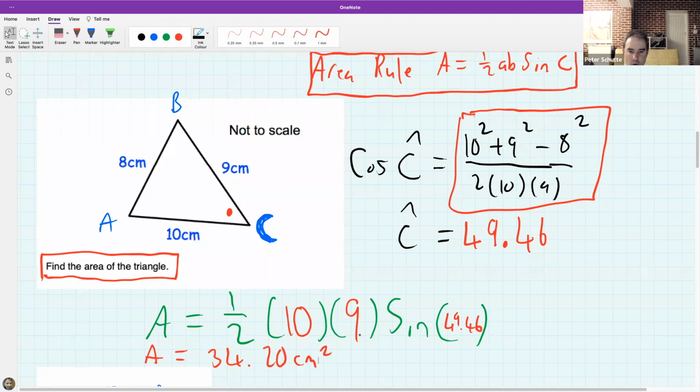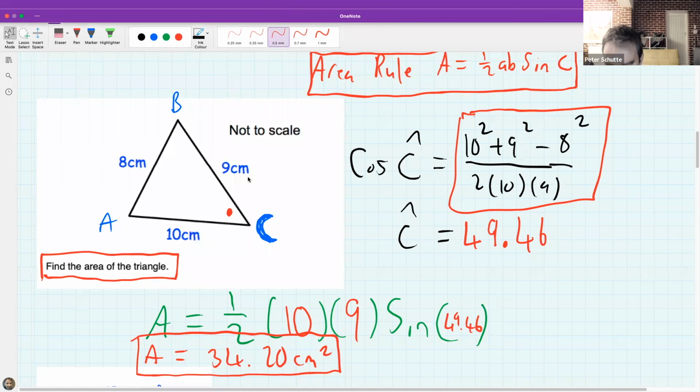If you used 49.46, it would be 0.5 times 10 times 9 times the sine of 49.46. In that case, it'll be 34.19. Oh, it gives you the same answer. So 34.2 in both cases. And so the area of this triangle is 34.20 centimeters squared.